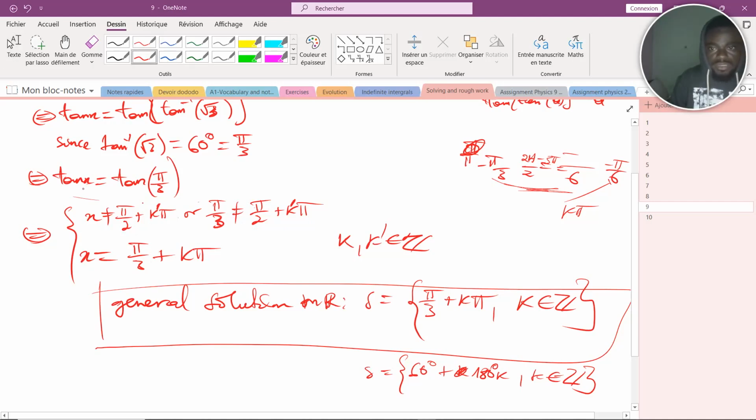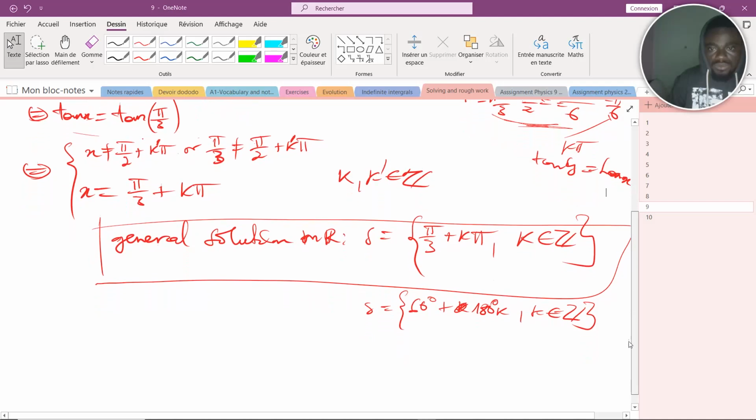So in the general solution, our x must be equal to what? This x, which represents our y when we are solving tan y equals tan x. This part will be equal to pi on 3 plus k pi. Is that okay? So that's the general solution.